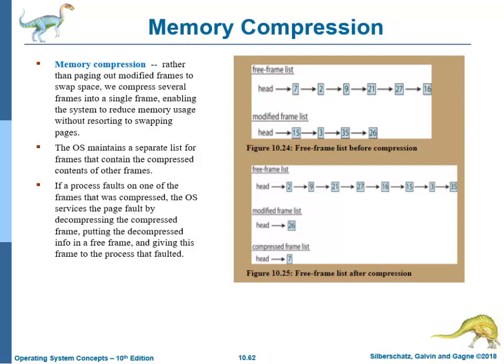The operating system maintains a separate list for frames that contain the compressed contents of other frames. If a process faults on one of the frames that was compressed, the operating system services the page fault by decompressing the compressed frame, putting the decompressed information in a free frame, and giving this frame to the process that faulted.